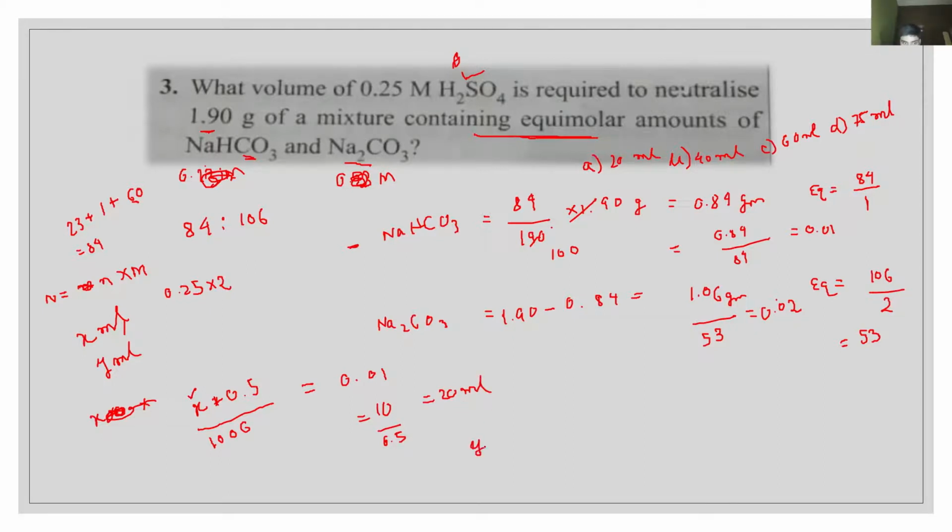Similarly, you can take out Y into 0.5 by 1000 equals to, what is the molar equivalent of sodium carbonate? 0.02. That will give you 20 by 0.5 equals to 40. So what is the total volume you are requiring? That is X plus Y equals to 60. So the answer is option C, 60.